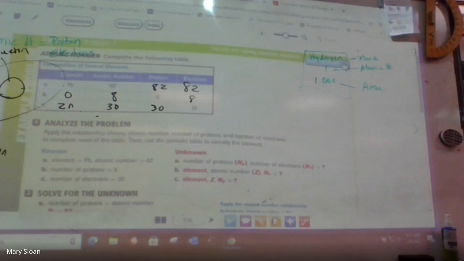So based on that, we know we have 86 electrons, right? And 86 protons for radon. And that's Rn. The next one asks us for magnesium. Magnesium is number 12. So there's 12 protons and 12 electrons. Everybody good so far? I know I'm going fast.